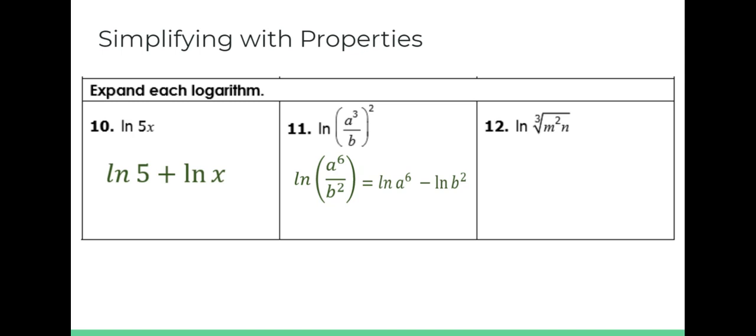And last but not least, we have this cube root. I apologize. The natural log of the cube root of m squared times n. So we can't simplify anything, right? We can't pop anything out because we have a cube root and this is squared and this is n to the first power. So we can't simplify anything just by using our radical powers. What we can do is rewrite this as an exponent though.